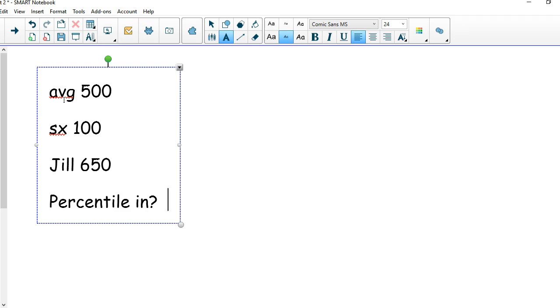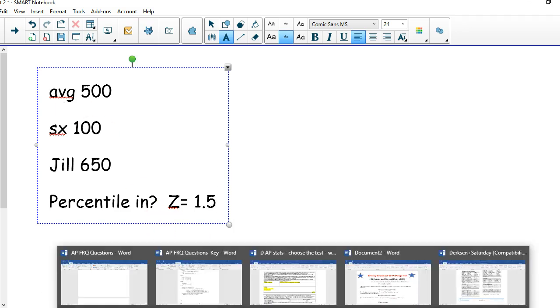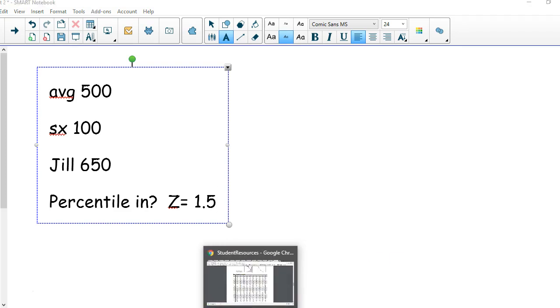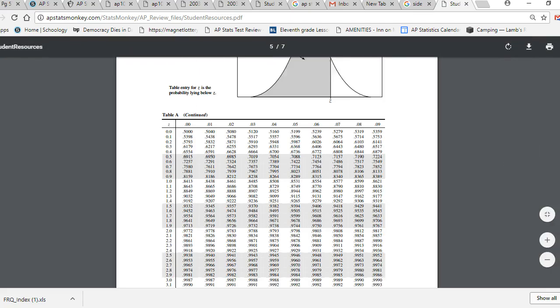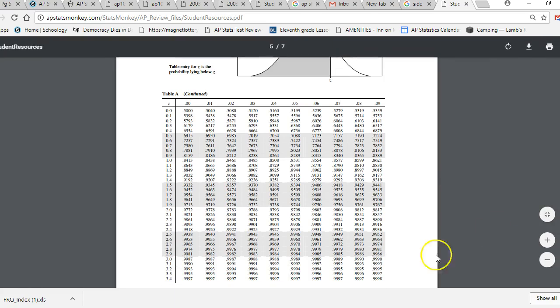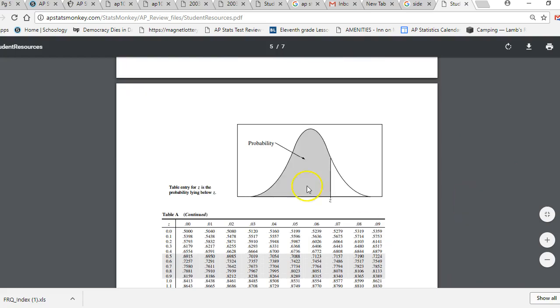Okay, whenever you see the words normal distribution, think you're going to be finding a z-score. So we'd find our z-score, z equals observation minus the mean divided by the standard deviation. When I do 650 minus 500 divided by 100, I get 1.5. That means Jill is 1.5 standard deviations above the mean. I can then go to my chart. I go to 1.5, and if it strictly asks for a percentile, that means this definition, less than, right here.